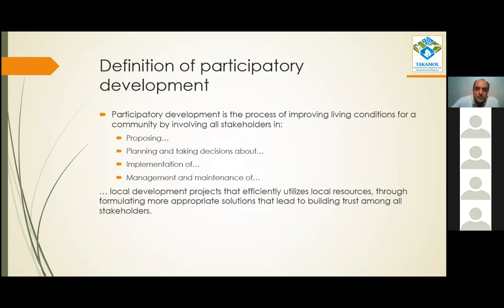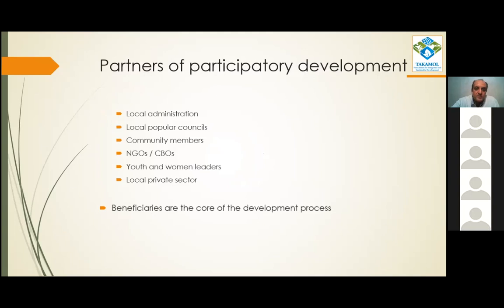So we move to the participatory development, which by definition is the process of improving living conditions for the community by involving stakeholders in proposing, planning and taking decisions, and implementation and management and maintenance of local development projects that efficiently utilize local resources through formulating more appropriate solutions that lead to building trust among all stakeholders. So our partners in this process will be local administration, the local public councils, the community members, the NGOs, the youth and women leaders, the local private sector.